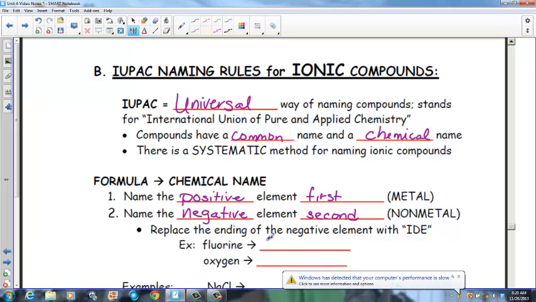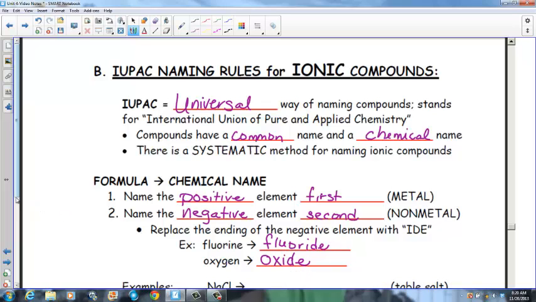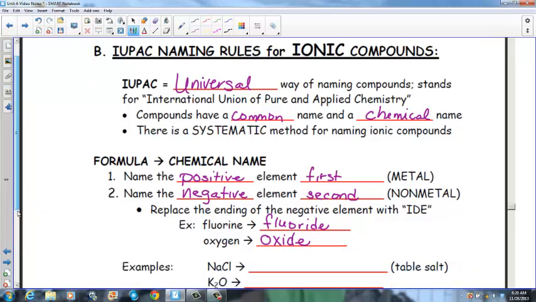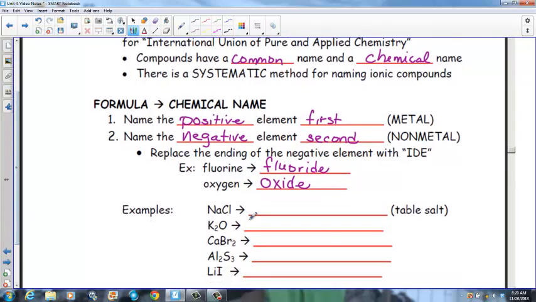So fluorine would be fluoride, and oxygen would be oxide. So we kind of take the Y, the GEN out and replace it with the IDE. Here are some examples. Here we have the first one. You name it. So it's sodium, the metal. The second element is a nonmetal, and then we change the ending to chloride.